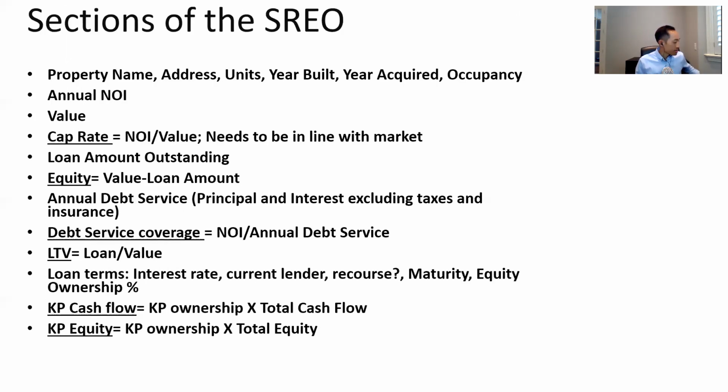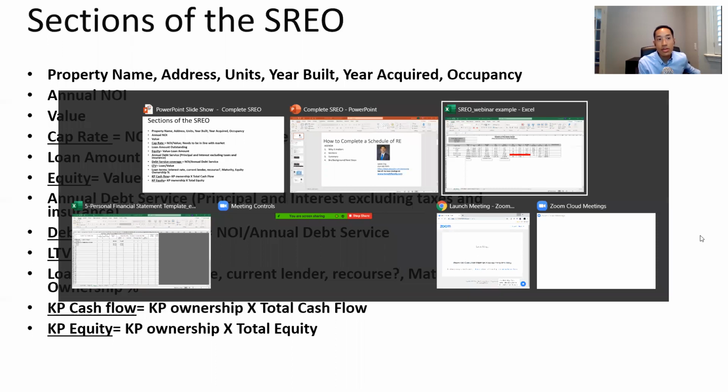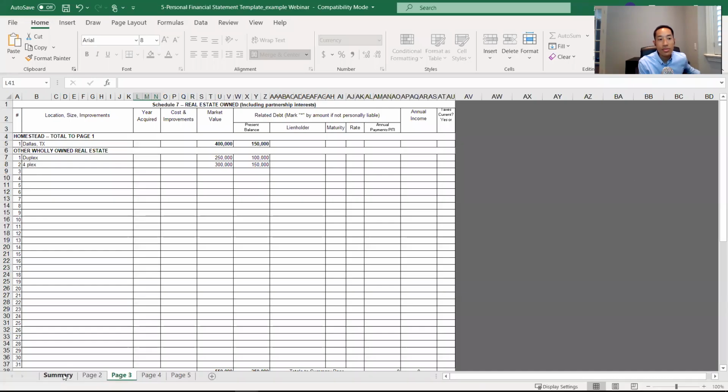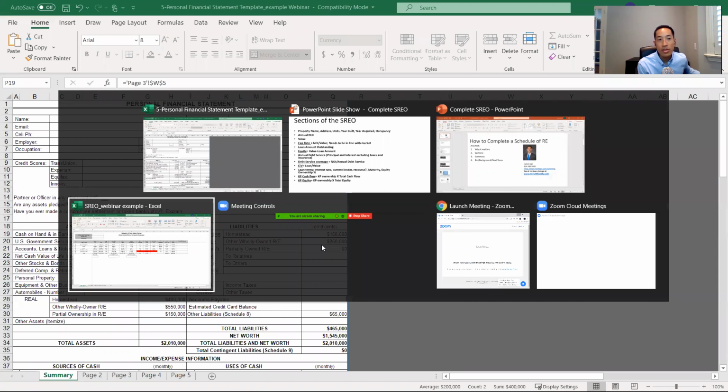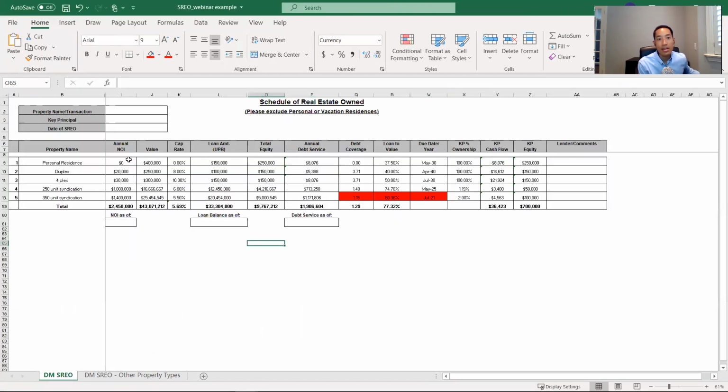So, the sections of the SREO. Let me just give you some examples here. So let's go to the personal financial statement, right? We brought up this personal financial statement in a previous video, and you can see that here on the real estate side, they have about 1.1 million in real estate on the asset side, and about 400,000 in debt. So they're going to ask for more detail around that, and so I put it into the schedule of real estate.